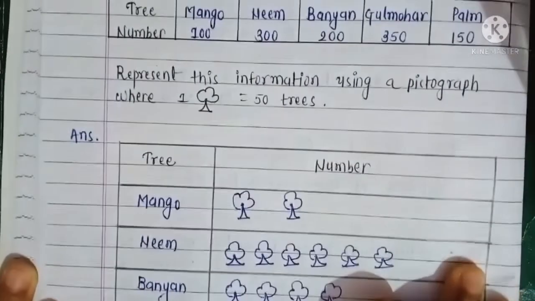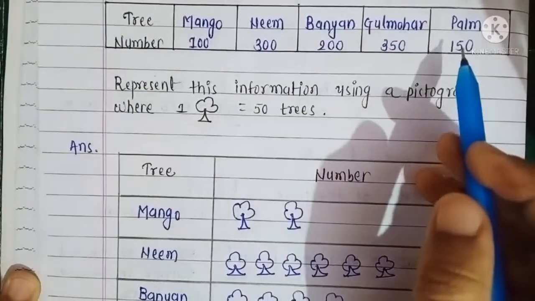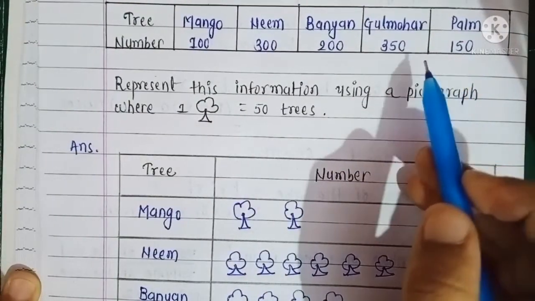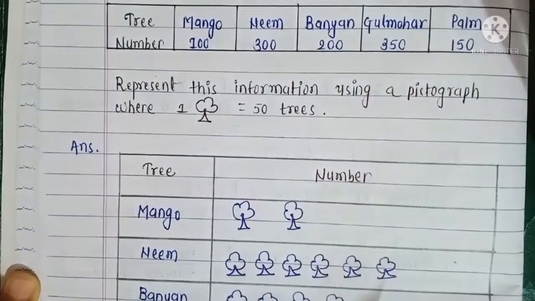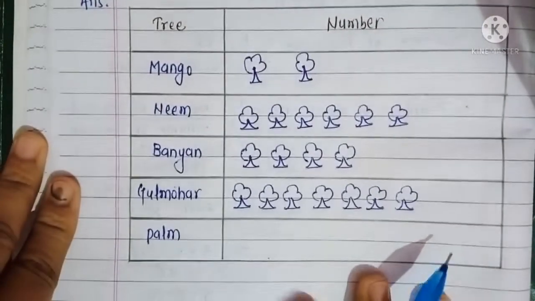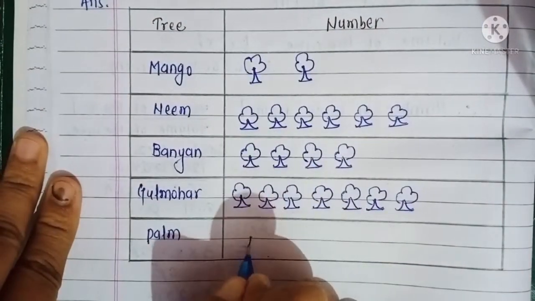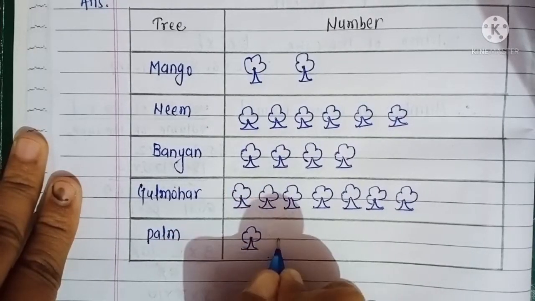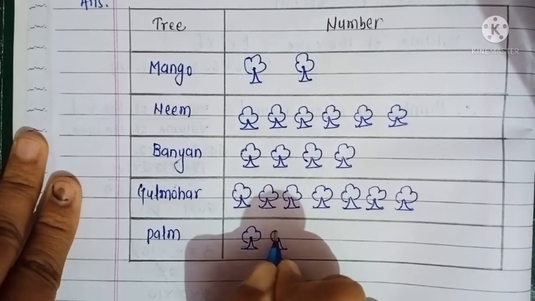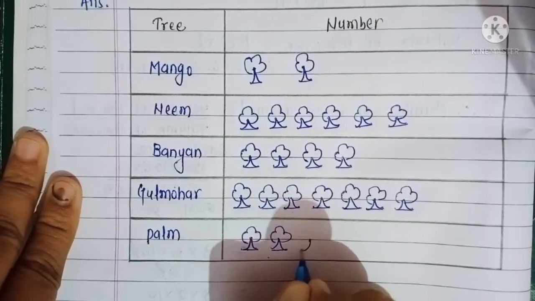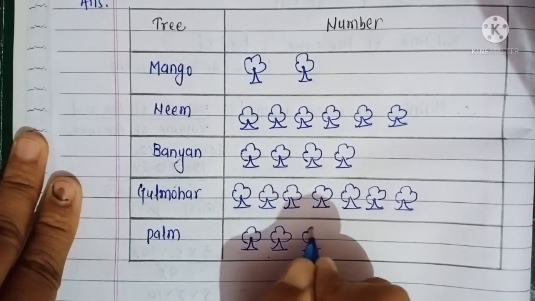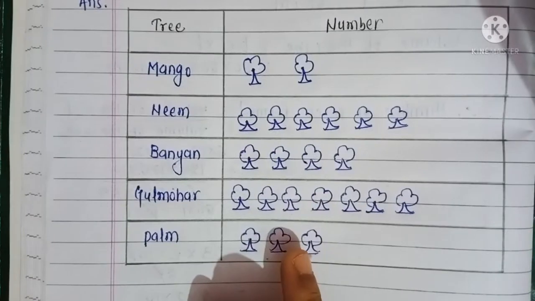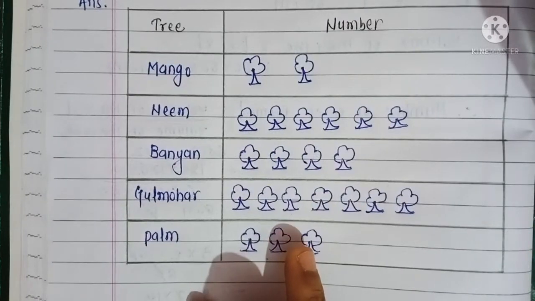Next, palm tree. Number of palm tree is 150. 53s are 150. So we drew 3 tree symbols. This is the pictograph of the given information.